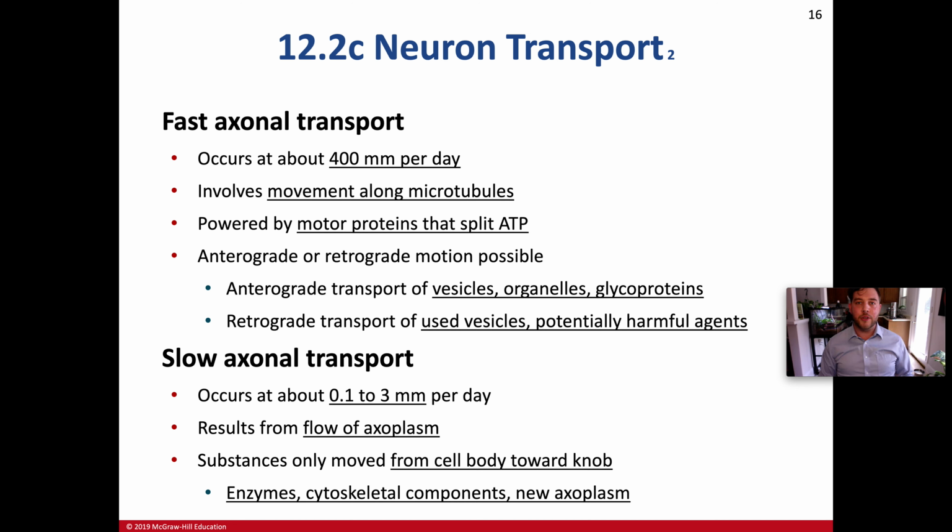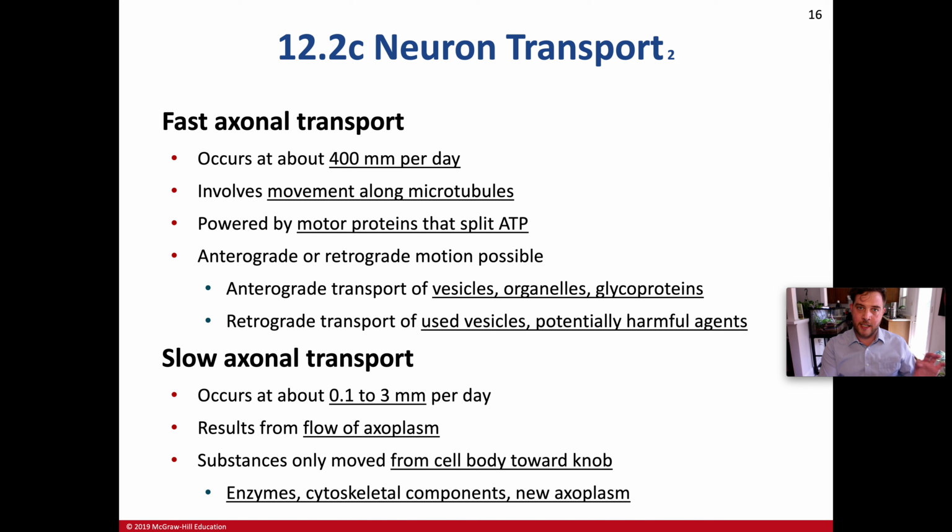Your slow axonal transport is only going to occur from the cell body toward the knob, so it's only going to go in an anterograde fashion. It occurs much slower, about 0.1 to 3 millimeters per day. It results from the flow of the axoplasm, so the flow of the cytoplasm from the cell body to the axon.